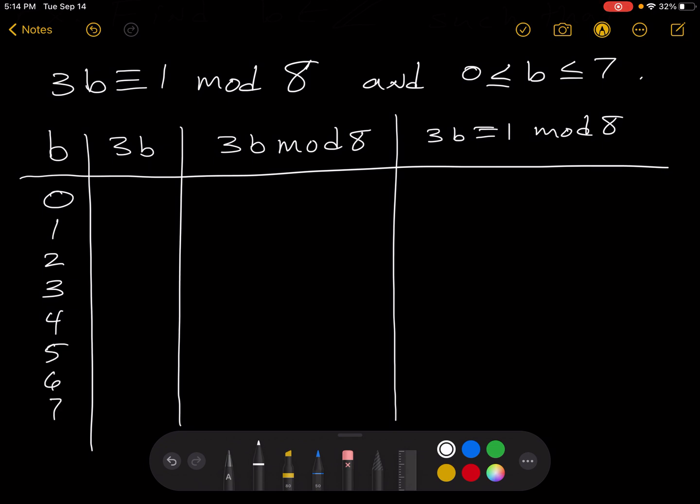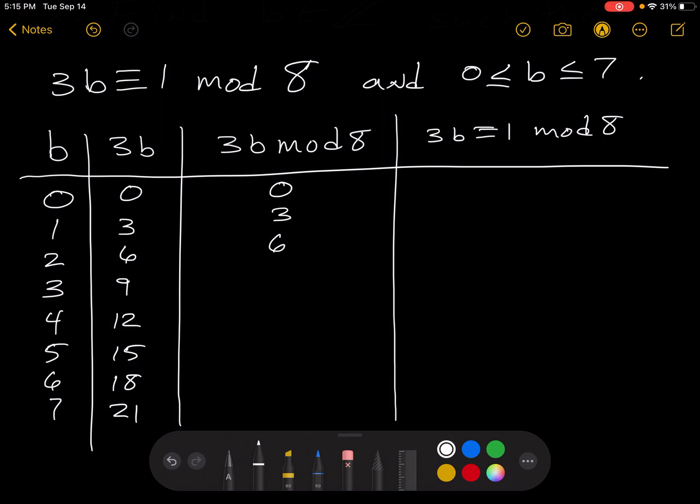So that's your b. 3b, so 3 times 0 is 0. We have 3, 6, 9, 12, 5 times 3 is 15, 18, 7 times 3 is 21. Now remember, 3b mod 8, or just anything mod 8, what's that? That's the remainder when you divide by 8. When you divide 0 by 8, 0 is less than 8, so your remainder is 0. So 3 is less than 8, so your remainder is 3. Same thing with 6.